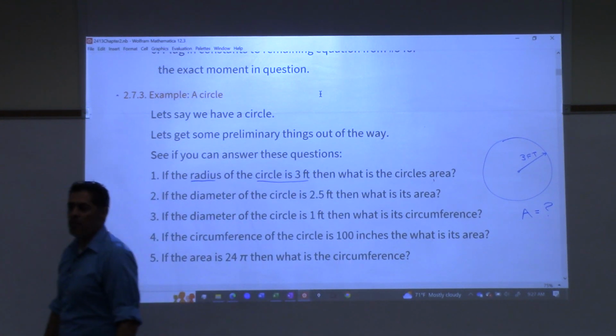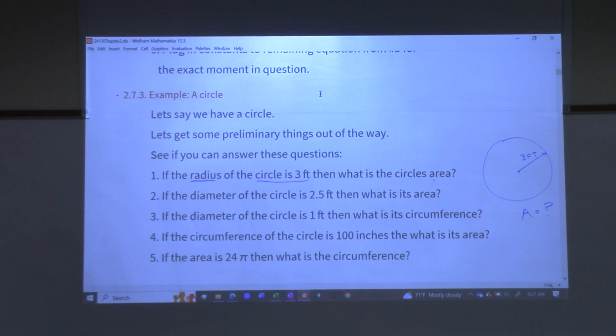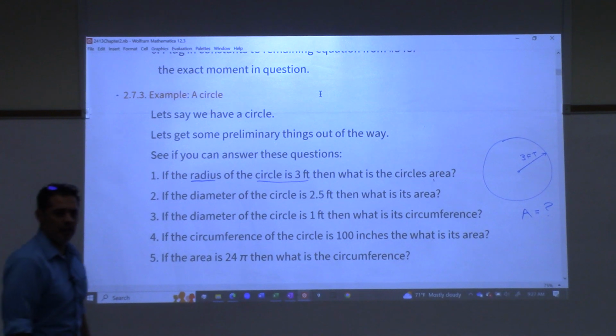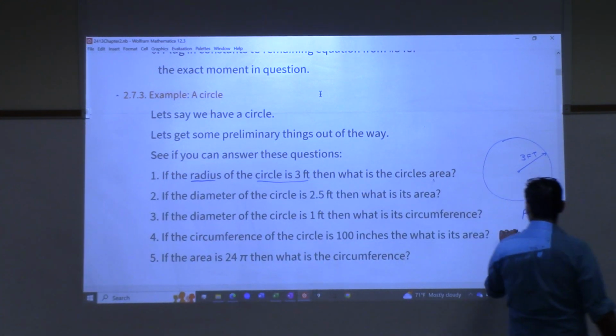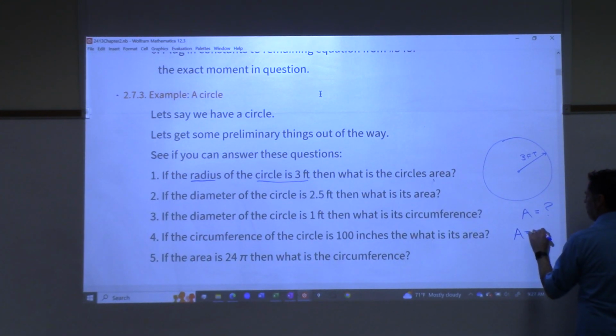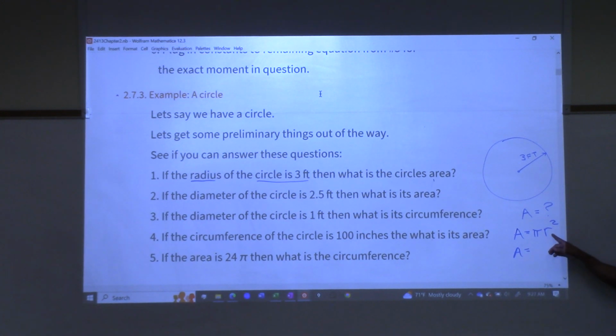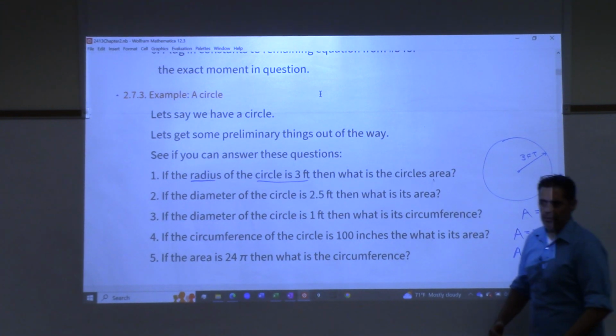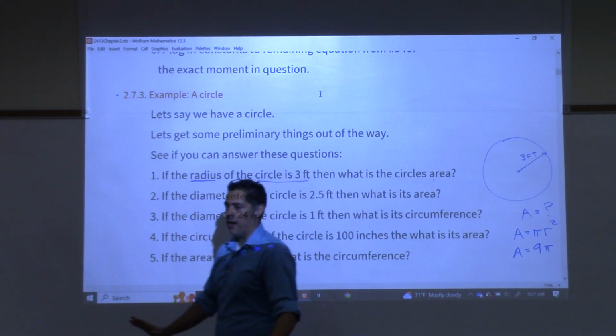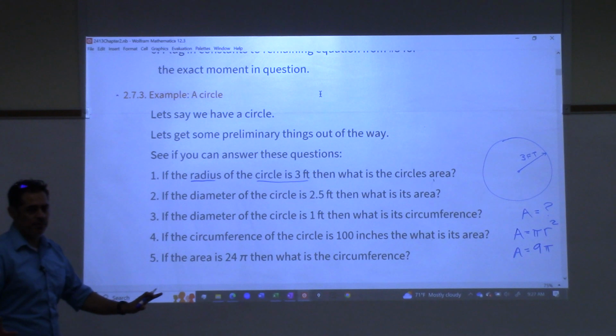Yes? What is the formula for the area of a circle? Pi r squared, right? So the area of a circle is pi r squared. But we know in this case that the radius is 3, right? So this would just be 3 squared is 9. So your area would be 9 pi, right? That we should be able to do, right? There's nothing new there. There's no calculus involved, no derivatives involved.